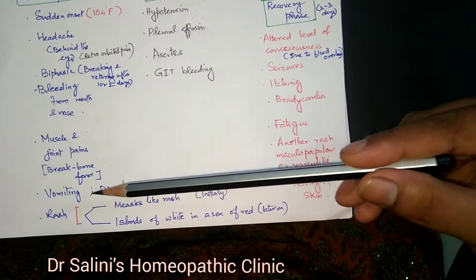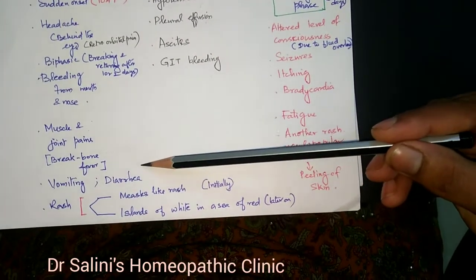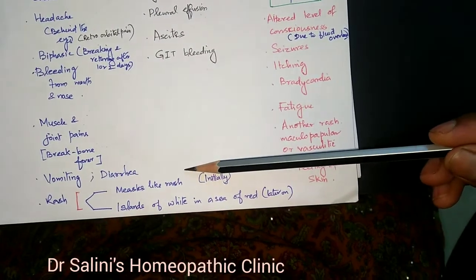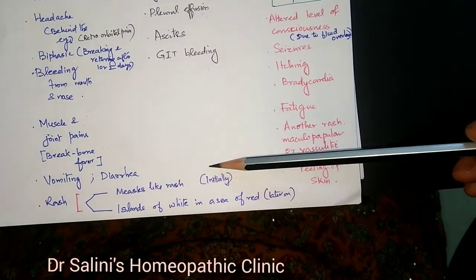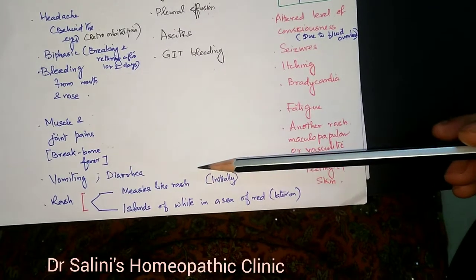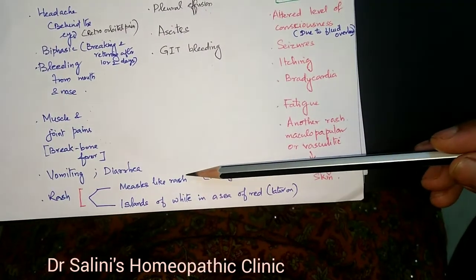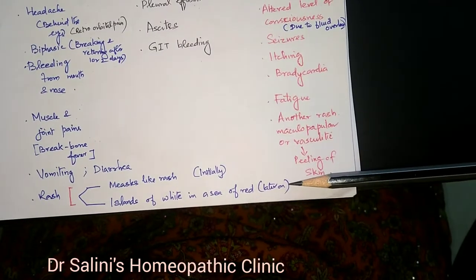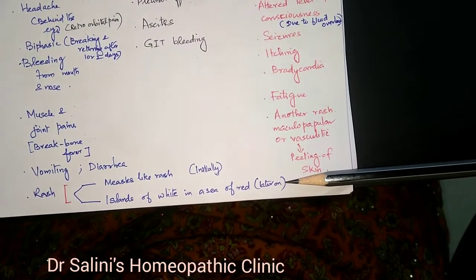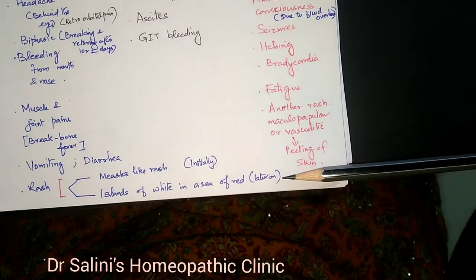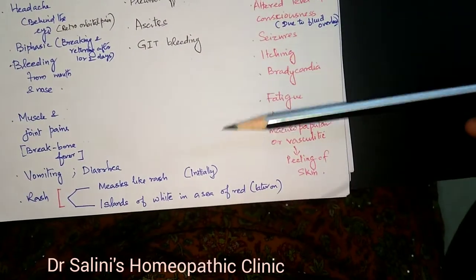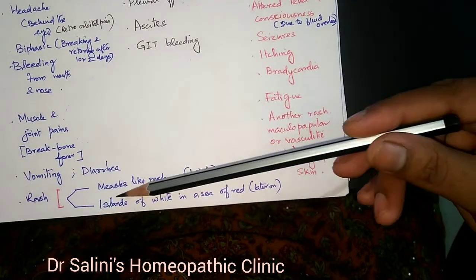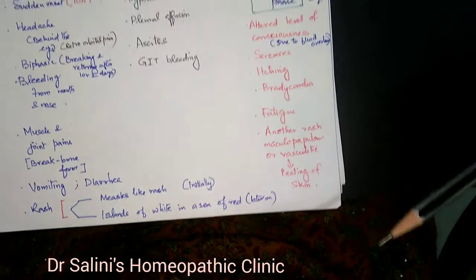It may be associated with vomiting and diarrhea. Rashes also can be seen in some cases, of 2 types. Initially, within 4 to 5 days of the fever, a measles-like rash might erupt. Or another classic pattern of rash is islands of white in a sea of red, where the whole body will be almost red, but there might be white patches. That's the reason for the name, islands of white in a sea of red pattern.